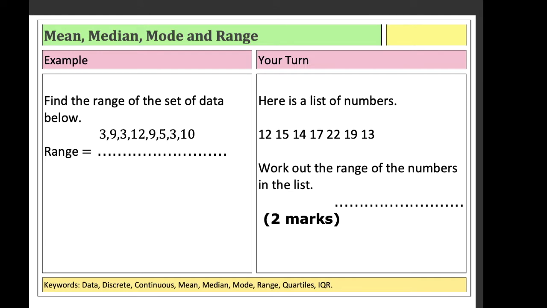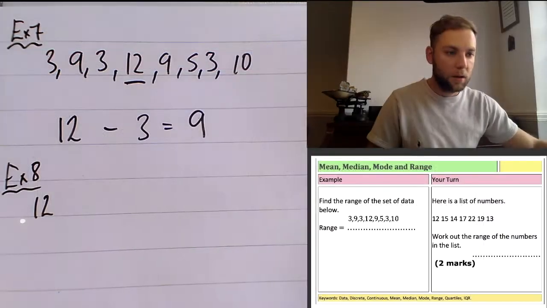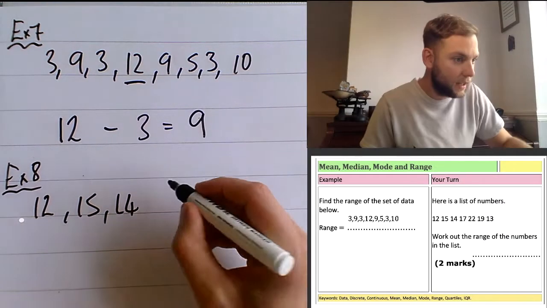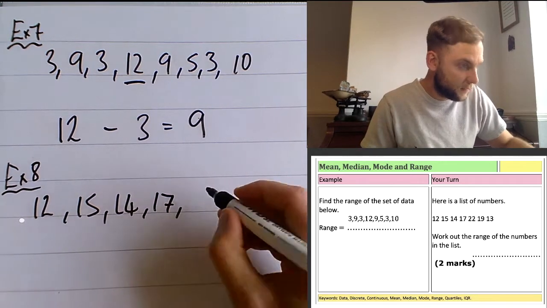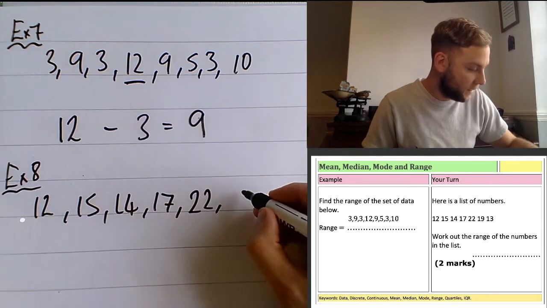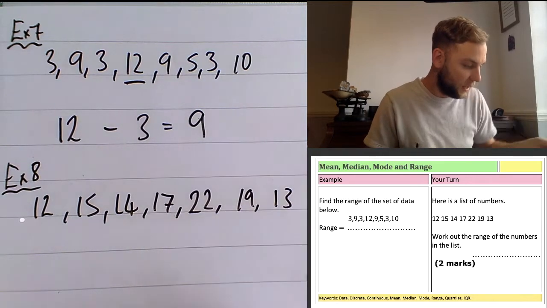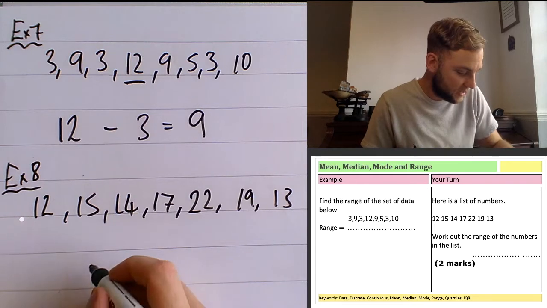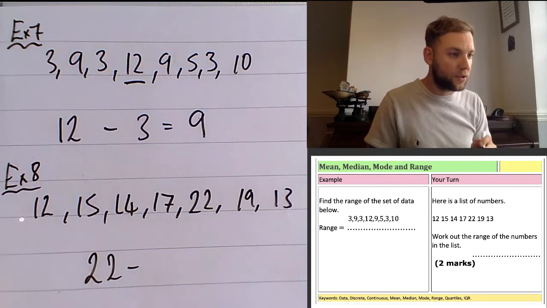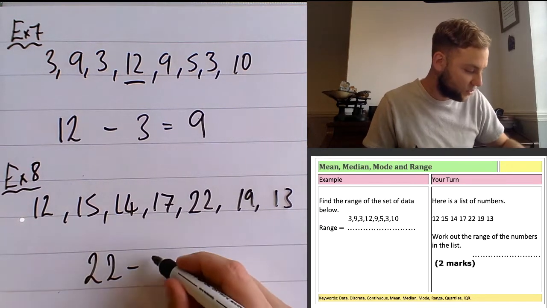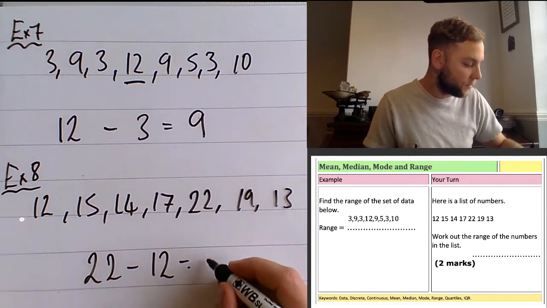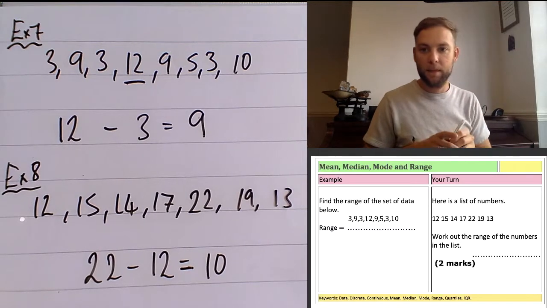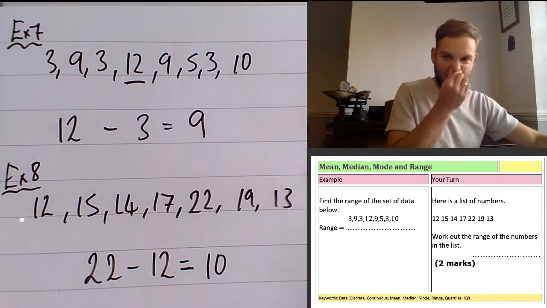So let's have a little look at it together. So we've got 12, 15, 14, 17, 22, 19, and 13. So we're working out the range in the list of numbers, which is the biggest, which in this case is 22. Take away the smallest, which in this case is 12. 22 take away 12, which is equal to 10. Perfect. Super. So we've got the range there for those ones.